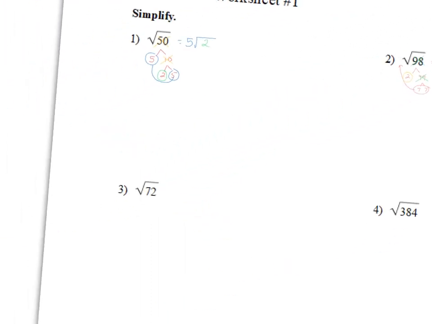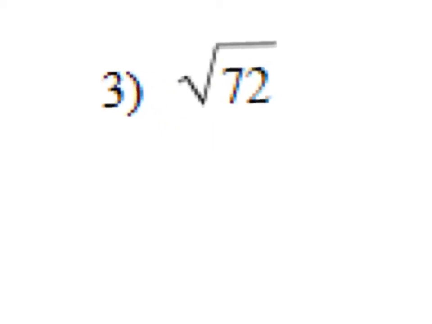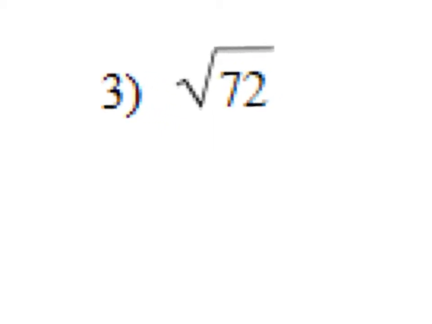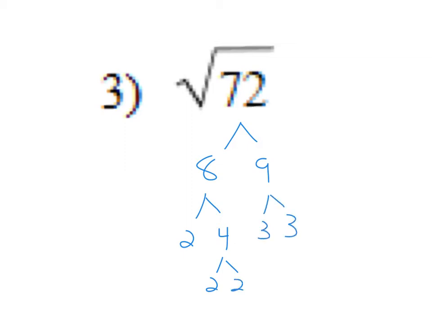Okay, number 3. All right, 72. Now there's a lot of ways you can go with this. I'm going to use 8 times 9. And then the 8 will go to 2 times 4. And the 4 will go to 2 times 2. The 9 will be 3 times 3.